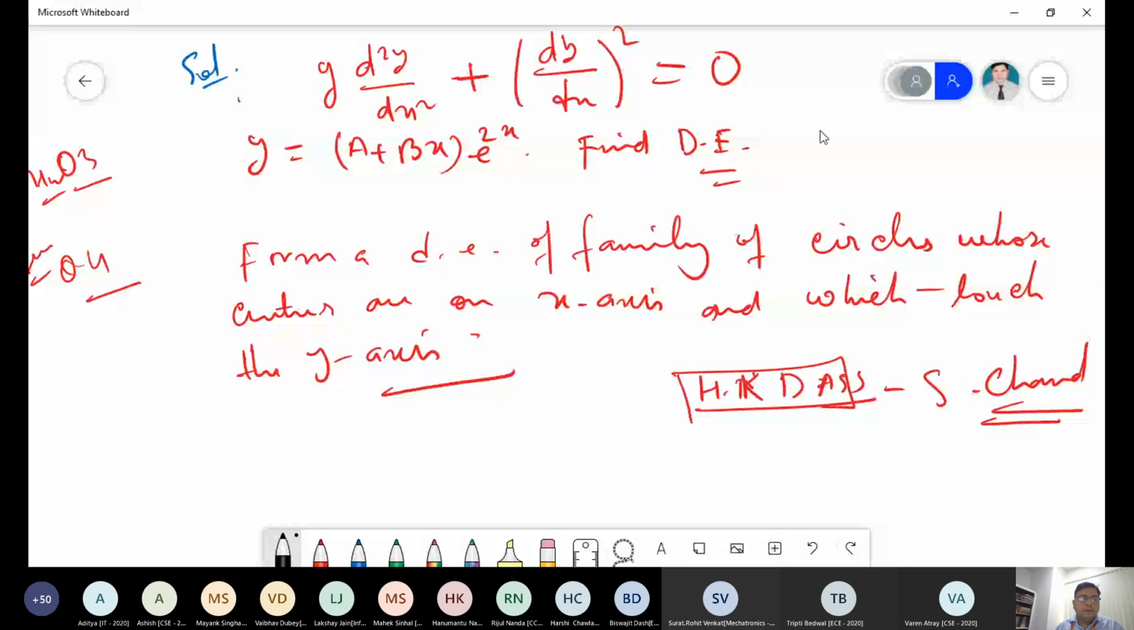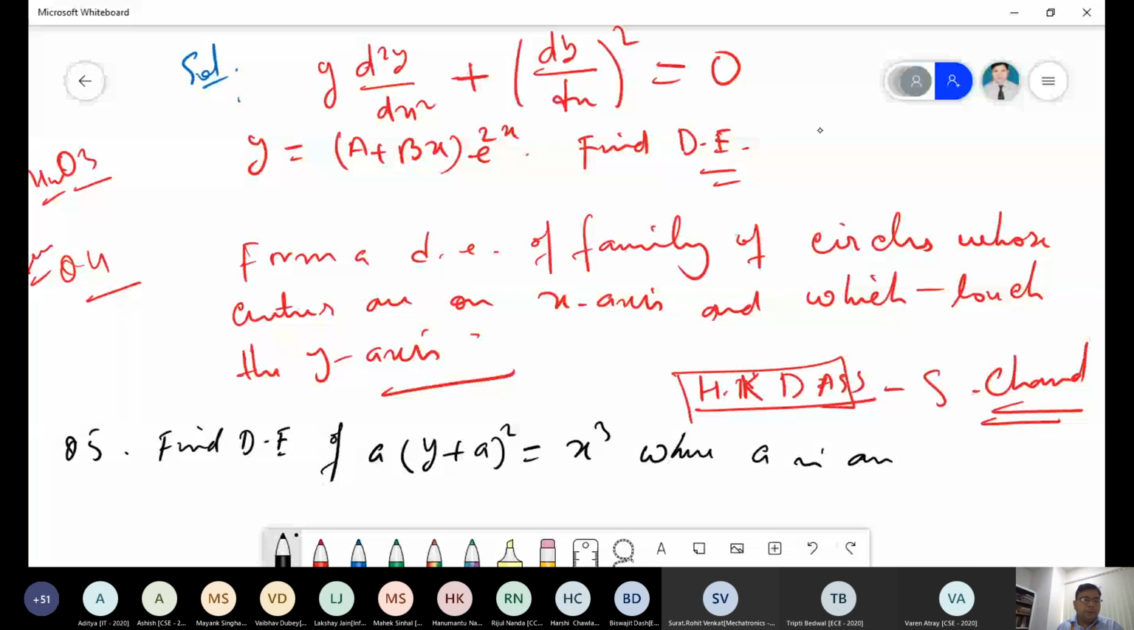And now I'm also writing one more question, question number 5. Find the differential equation of a into (y plus a) whole square, this is equal to x cube, where a is an arbitrary constant. All right, so this is the 5th question. I hope you did this question.